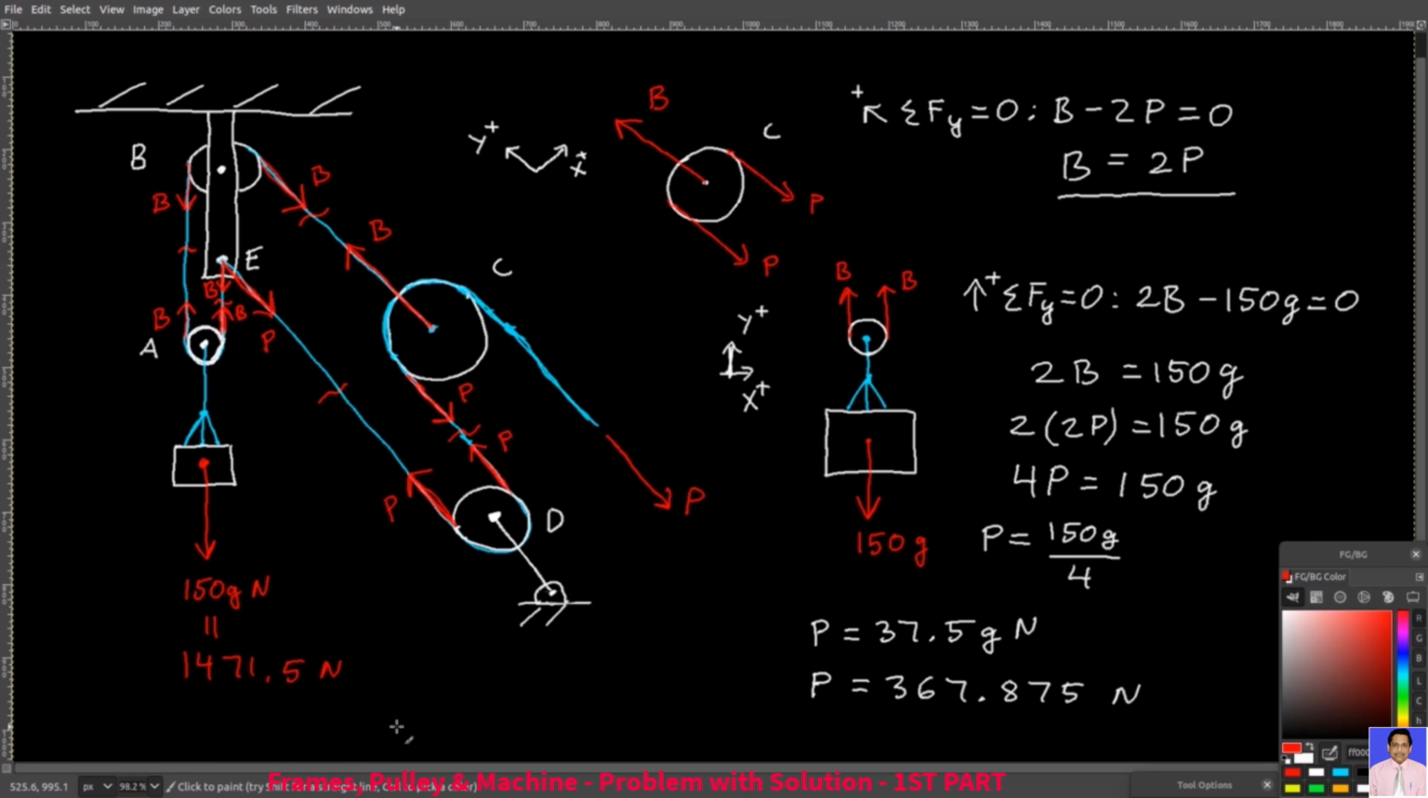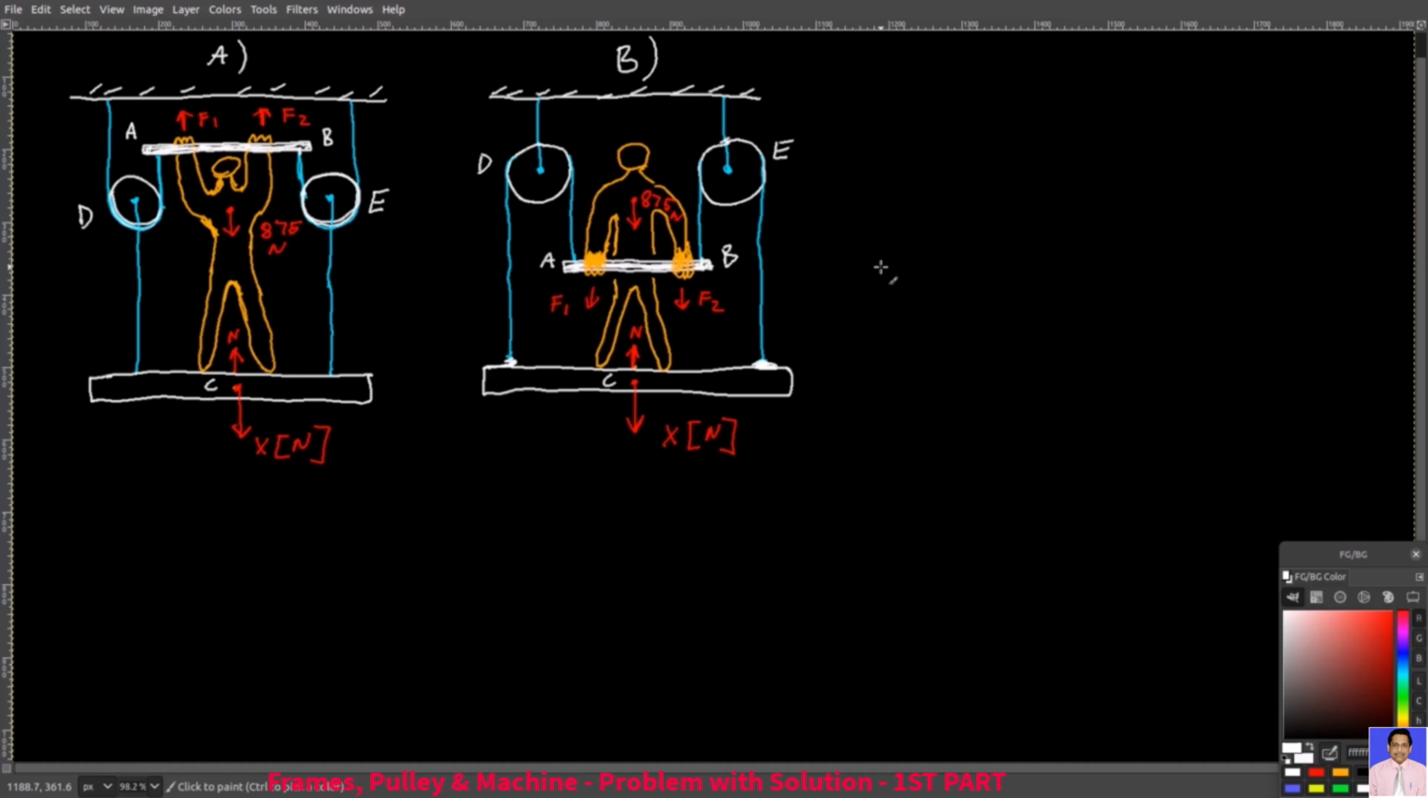Thank you. Welcome back. Let's do one more pulley problem. You have two different configurations here. A person stands on a platform C. That platform is connected to these two pulleys, but in each case, the configuration is different. Platform C itself experiences the weight of X newtons.